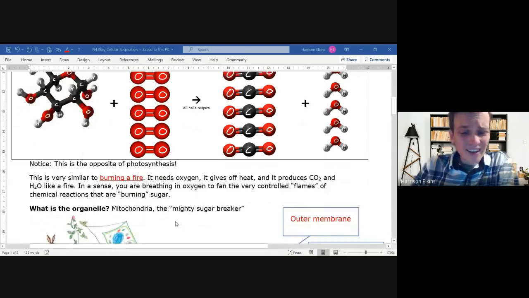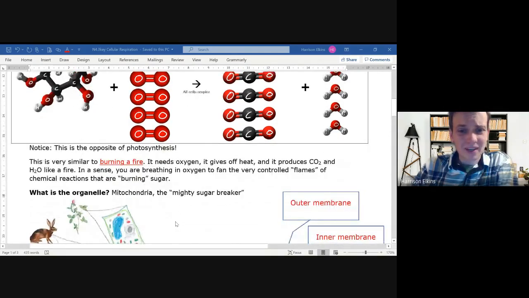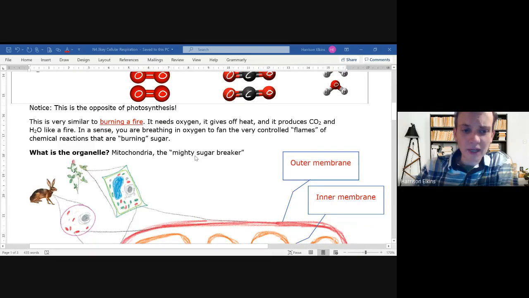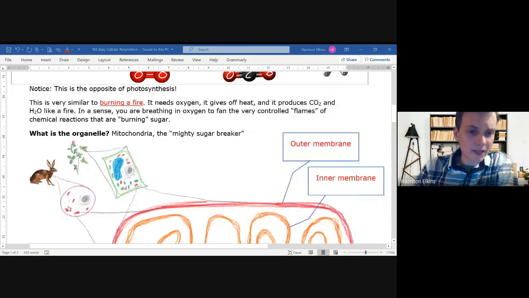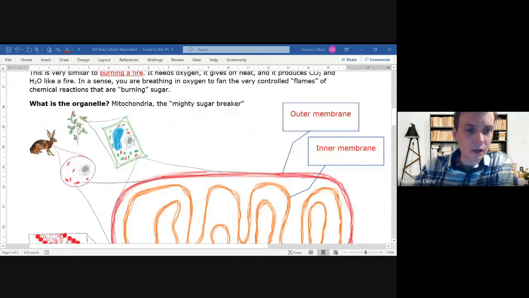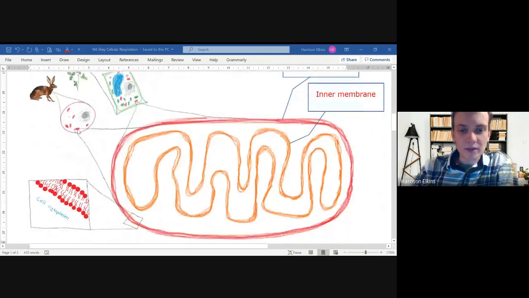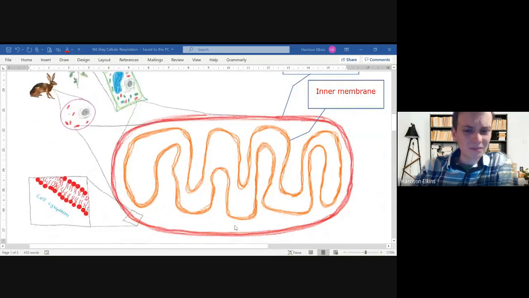What is the organelle that all this happens in? This is the mitochondria, so you should already know this. This is the mighty sugar breaker. And this is present in both animal and plant cells. So here I've got a rabbit and a clover, and we're going to zoom into those cells, and we can zoom into this nice mitochondria that I've got here.